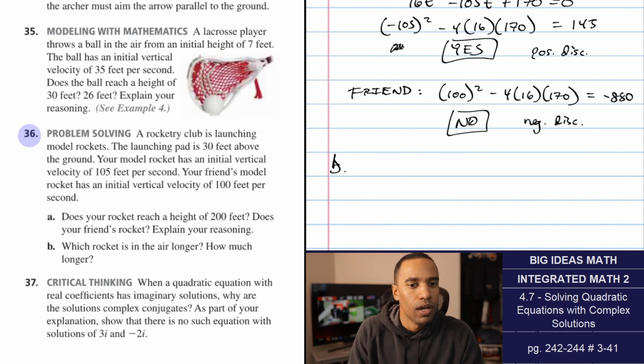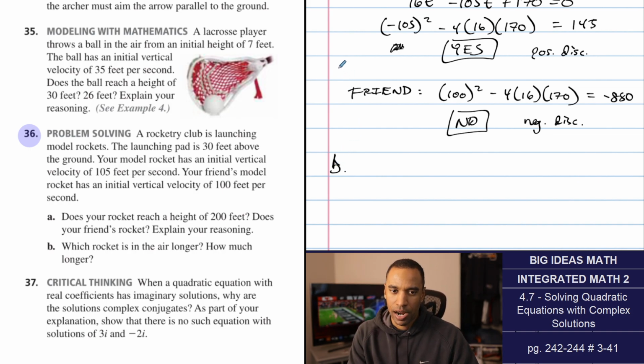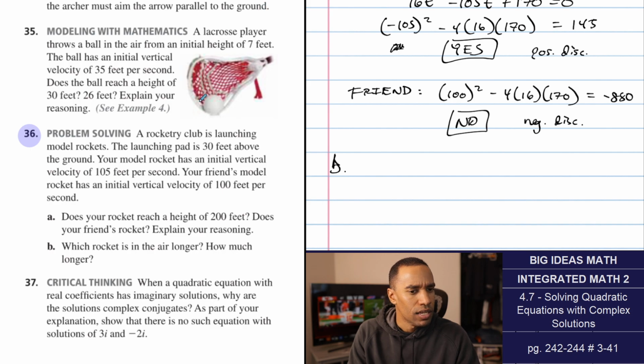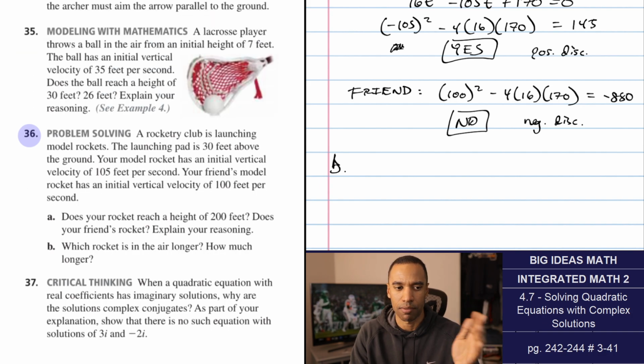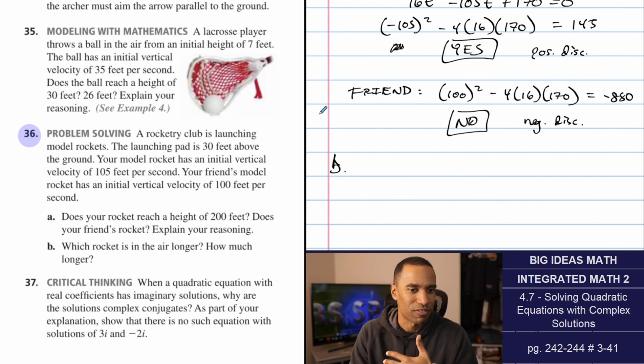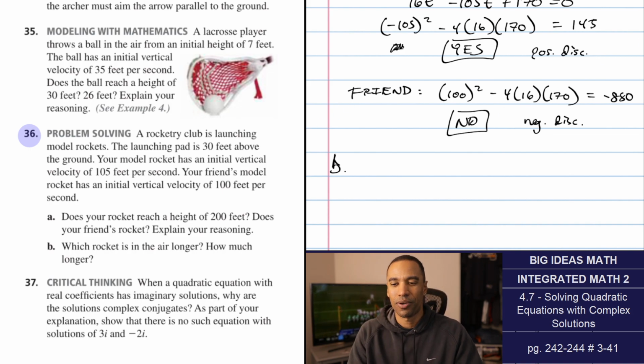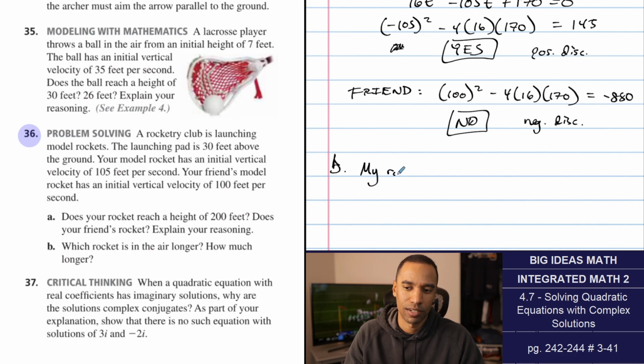All right, part B. Which rocket is in the air longer? How much longer? Well, is there something that I'm missing in this? It says a launching pad, your model is initial. I mean, yours is going to be in the air longer. That's the easy part of the answer, but I was wondering if yours doesn't launch off the launching pad or whatever, but okay, so yours, let's see. My rocket will be in the air longer.